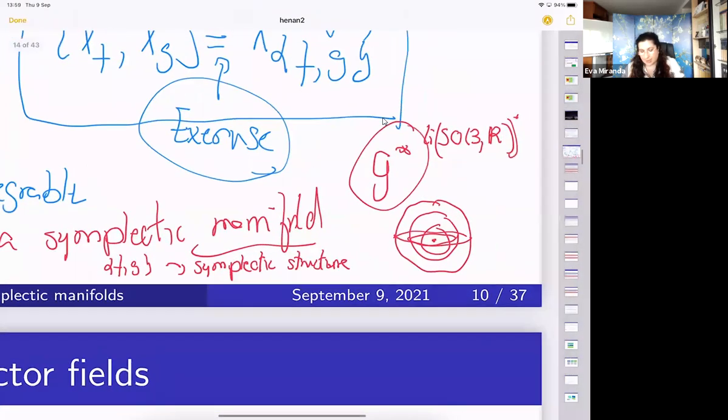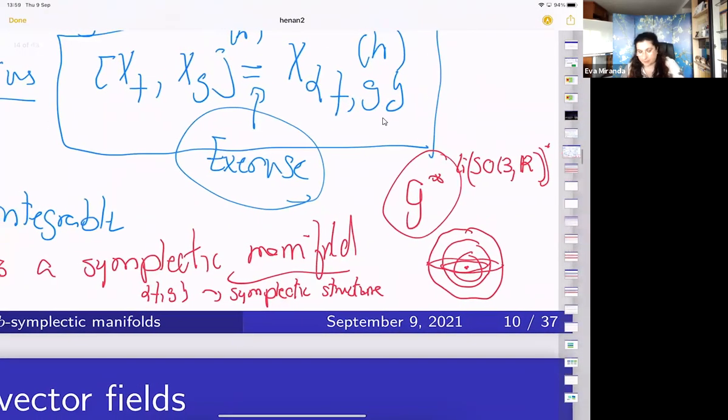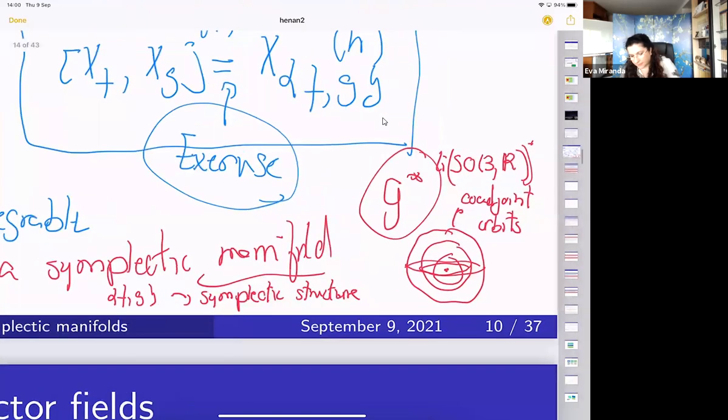An important example of a Poisson manifold is the dual of a Lie algebra. If you take SO(3), then this foliation coincides with the coadjoint orbits, which are important. So these are the symplectic leaves.